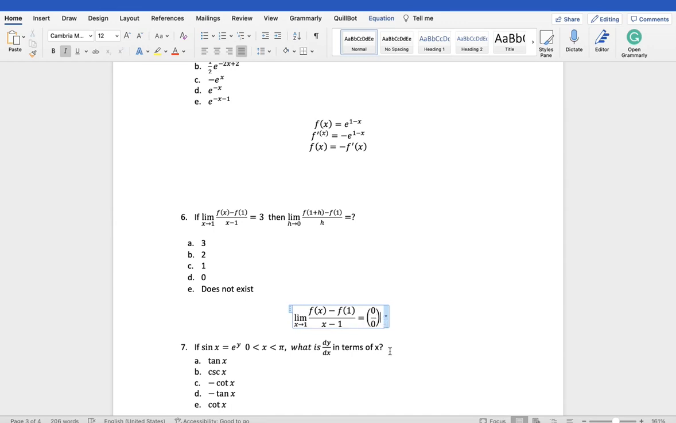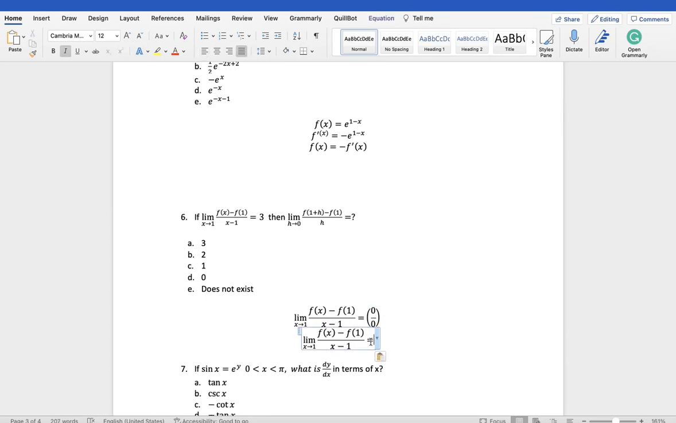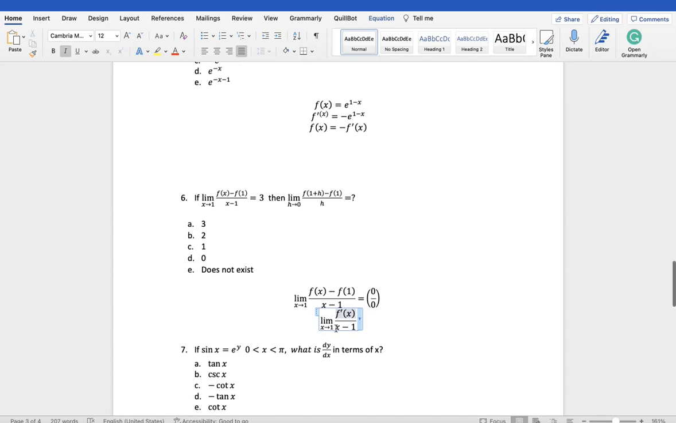When you apply L'Hopital's rule, you have to derive the numerator and derive the denominator separately. So let's derive the numerator for our case. What do you get when you derive the numerator? Since f of 1 is a constant, it goes away, and you're left with the derivative of f of x, which is f prime of x. In the denominator, you have the derivative of x minus 1, which is just 1. Okay?